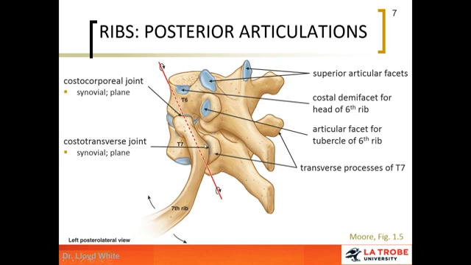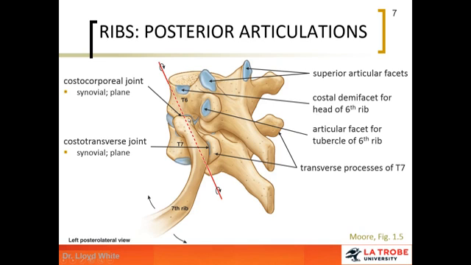Similarly, there are synovial plane joints between the tubercle of the rib and the transverse process of the vertebra that rib is named after. So the 7th rib in this case is articulating with the transverse process of the 7th thoracic vertebra. And this is our costotransverse joint. Again, these joints are all just named after the bony parts that are articulating with each other.